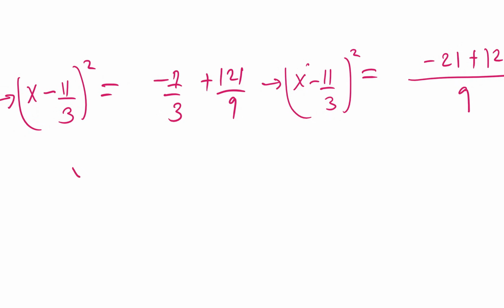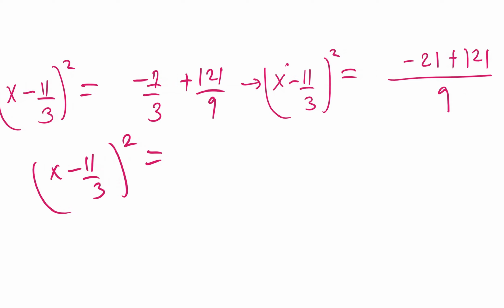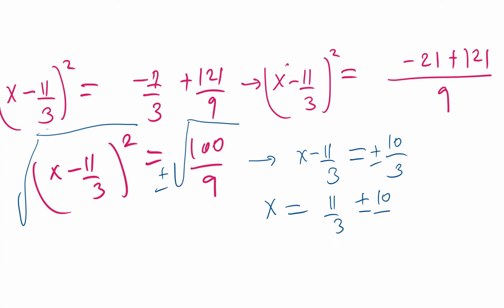And so actually we are going to have (x minus 11/3) squared equals 100 over 9. The next step, we are going to take the square root of both sides with plus or minus. So we have x minus 11/3 equals 10/3. So x will be 11/3 plus or minus 10/3. So you take addition.